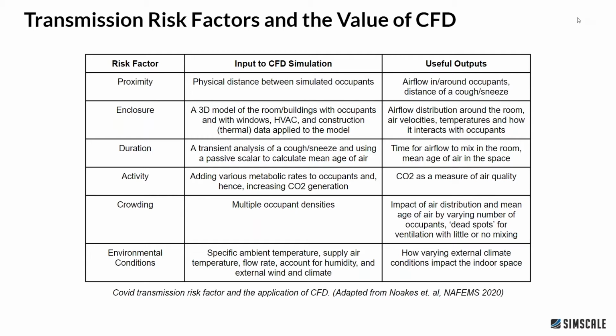Some of the outputs you get from this are incredibly useful. We can look at the airflow in and around occupants. We can look at the airflow distribution within a room. That includes air velocities, temperatures, thermal comfort, thermal stratification. We can look at something called the mean age of air, for example, how long does it take for air to mix in the room? We can look at ventilation efficacy. We can look at CO2 as a measure of air quality and various other things.